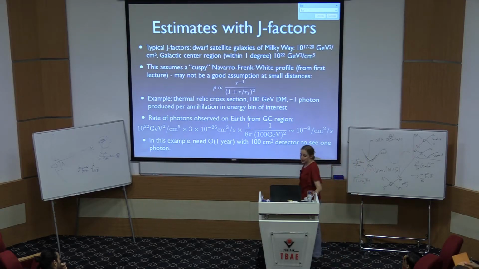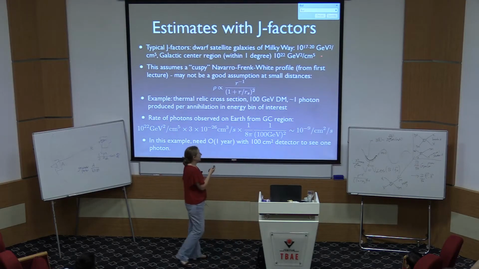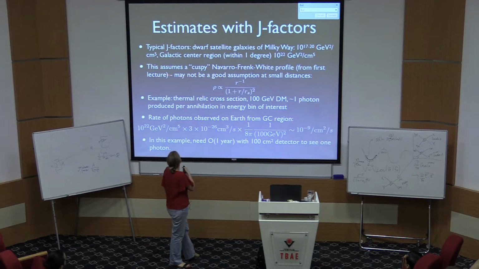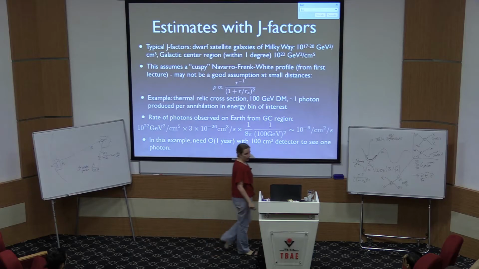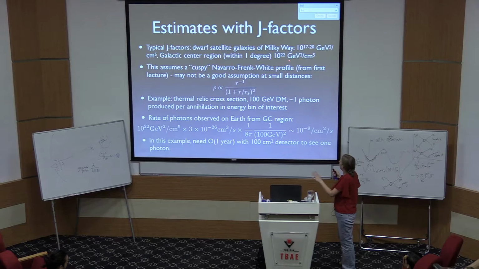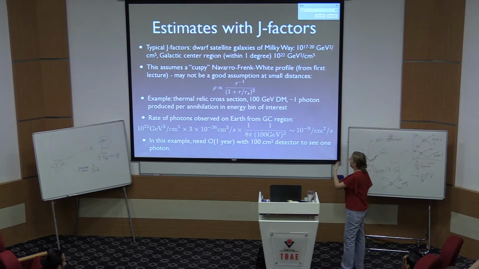Okay, so if we want to do estimates with J factors, the typical estimates for dwarf satellite galaxies of the Milky Way, in the convention that I used on the previous slide, are between about 10^17 and 10^20 GeV² per cm⁵. For the galactic center region within 1 degree, I'll give you this number and then explain why it's very poorly known: about 10^22 GeV² per cm⁵. So comparing these numbers, you can see why we look at the galactic center region.